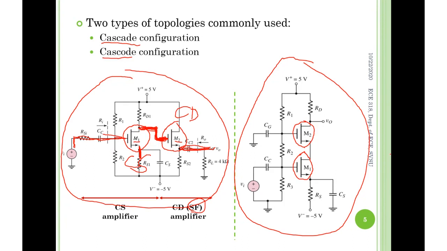I was also thinking common drain. M1? Yes. What's the reasoning? It doesn't matter if it's right or wrong. Okay, what's the reasoning? Let's see. It seems that the source is being used as an output. What does that mean? Like the drain of M1 is connected to the source of M2.